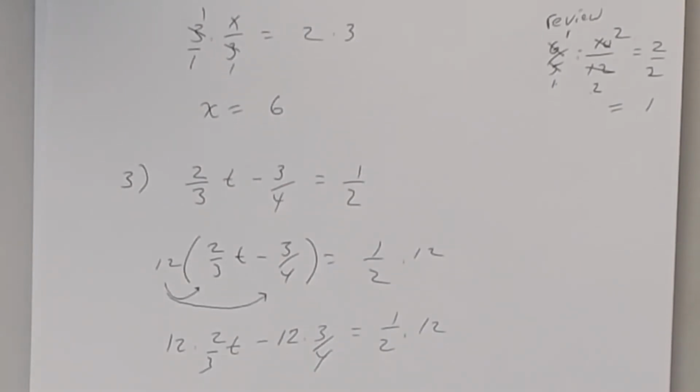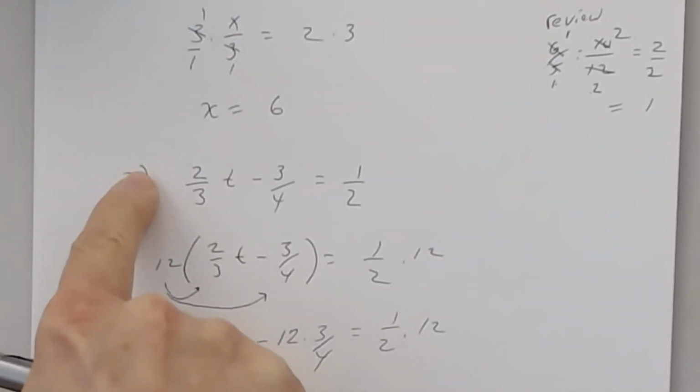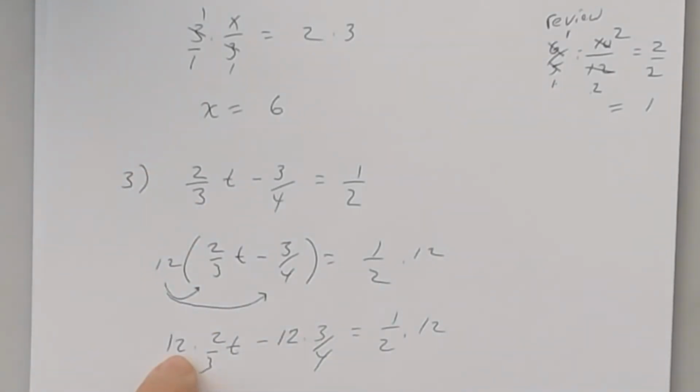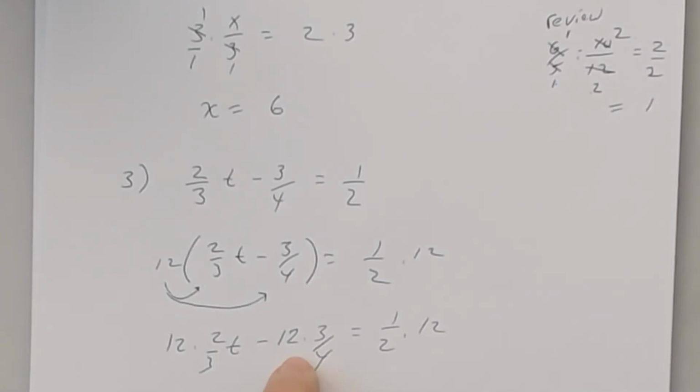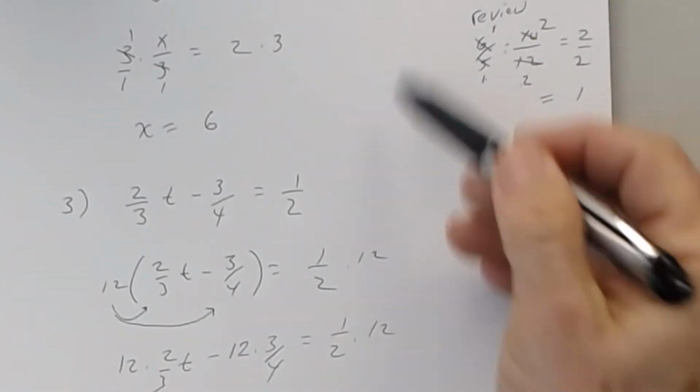So remember a while ago when we found the LCD, I said to double check, make sure before you go any further, you ask yourself, will 3 go into 12? So you better see a 12 here. Will 4 go into 12? You better see a 12 here. And then will 2 go into 12? You see a 12 here. So every term has to be multiplied by what? 12. Okay, now we're going to reduce.